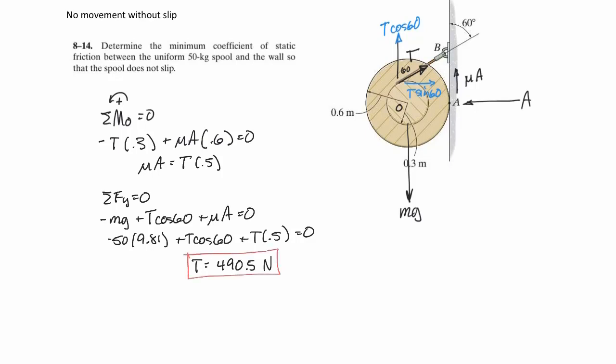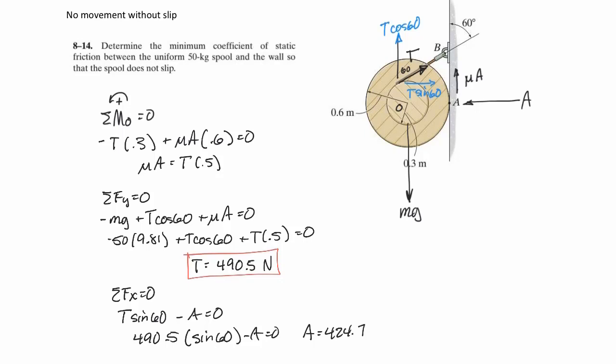All right, that's still not getting my coefficient of friction, so let's sum the forces in the X equal to 0 and see what I can find. T sine 60 minus A is equal to 0. So here I've got a T of 490.5 sine of 60 minus A is equal to 0. So A here is equal to 424.78. And then going back up to here, I can plug both of these in there and find out what mu is.